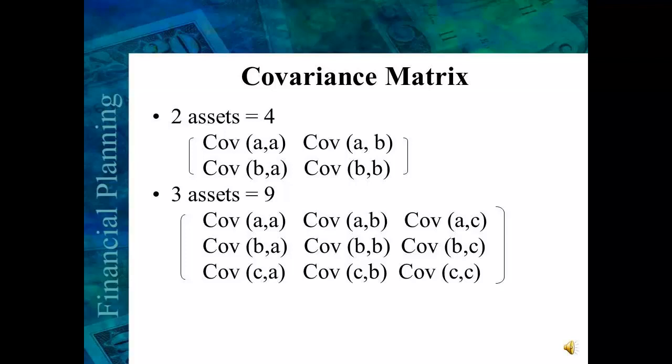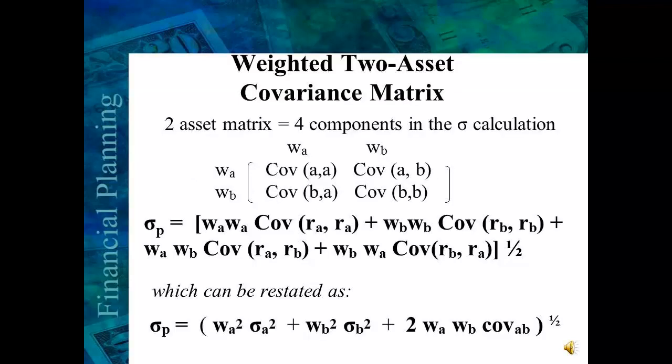You multiply each of the covariances in the matrix by the portfolio weights. Therefore, there are 9 components to consider when assessing the risk of a 3-asset portfolio. Let's examine the 2 and 3-asset covariance matrices.